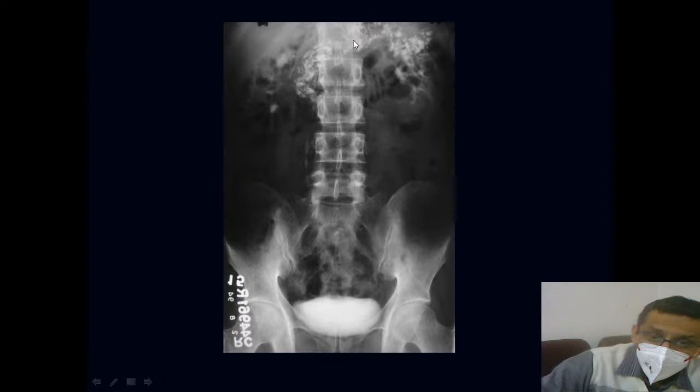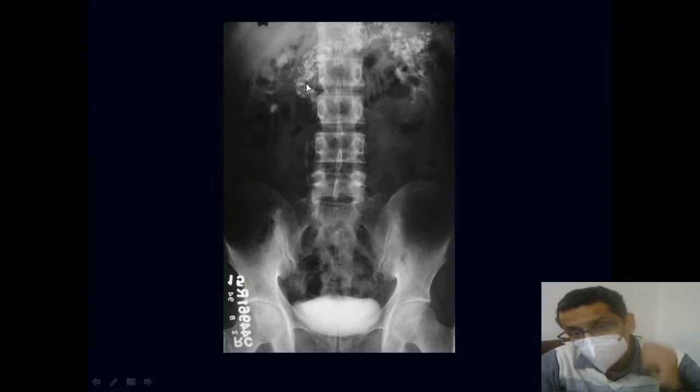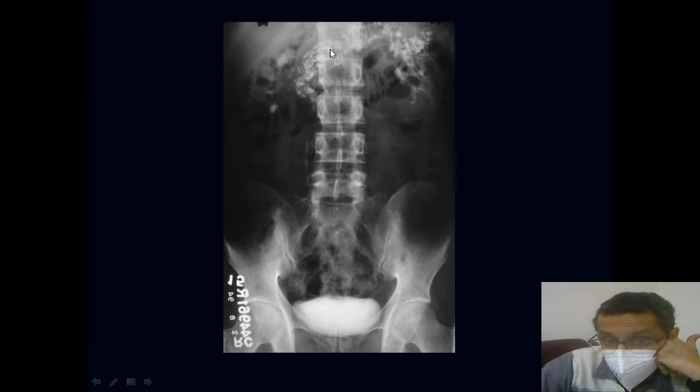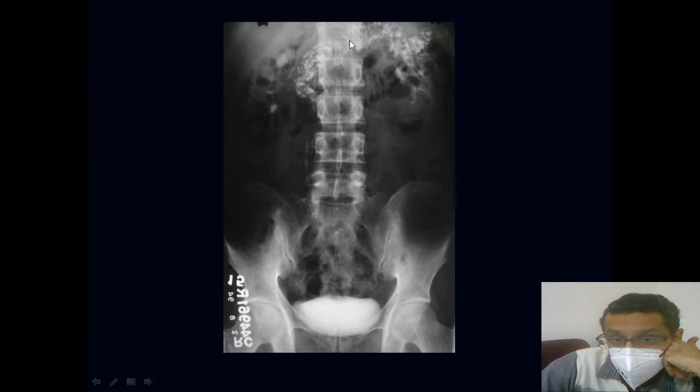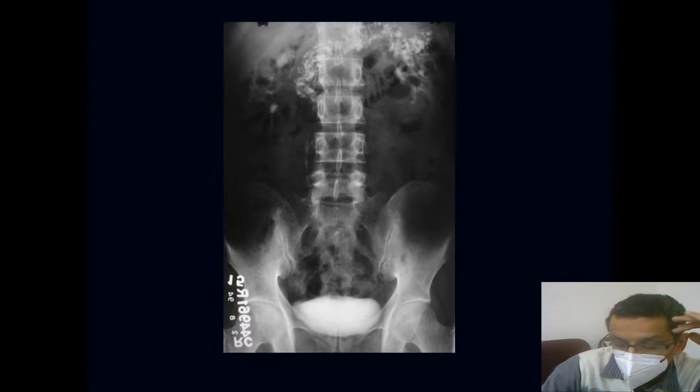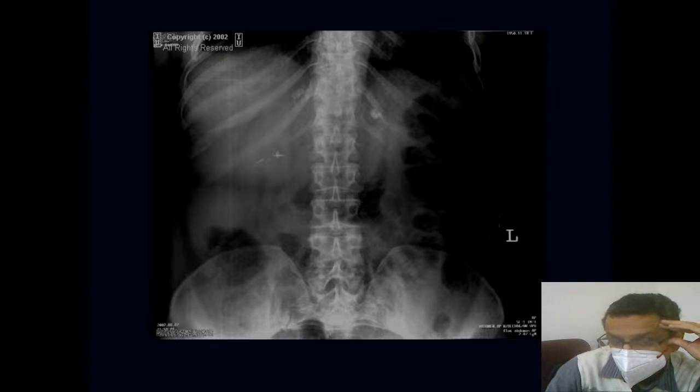This is all amorphous calcification, irregular calcification seen in the upper part of the abdomen, right from the right side going across the midline to the left side higher. Can anyone tell what this is? This is in the anatomical location of the pancreas. So this is all calcification within the pancreas. This is chronic calcific pancreatitis, most commonly seen in alcohol related pancreatitis.